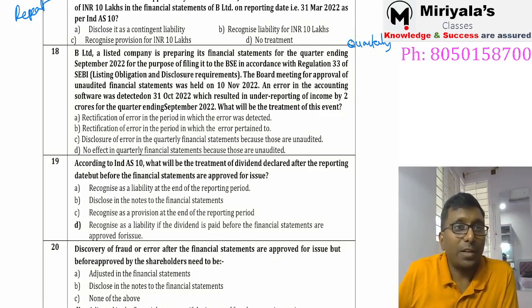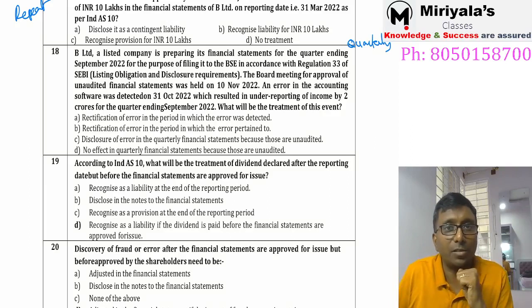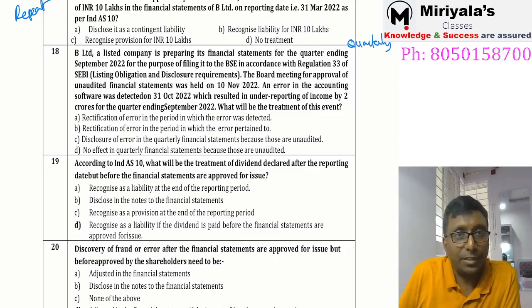So when I say quarterly financial statements, the listed company is preparing the financial statements for the quarter ending September 2022 for the purpose of filing with the BSE in accordance with Regulation 33 of the SEBI. This is all fine. The board meeting for the approval of unaudited financial statements was held on 10th November. An error in the accounting software was detected on 31st October, which resulted in under reporting of income by 2 crore rupees for the quarter ending September 2022. What will be the treatment of this event?